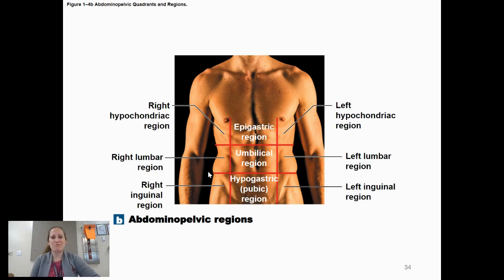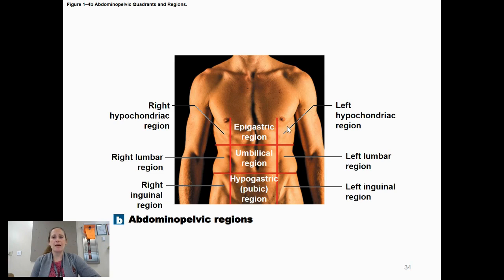This board, or these regions, kind of looks like tic-tac-toe. So I've had a lot of students in the past come up with a tic-tac-toe game to be able to study these regions. I highly recommend creating something of that effect as a study tool. But you've got epi on top, you've got umbilical right where the belly button is, and you have hypogastric or pubic. Hypogastric, so when your tummy rumbles, usually it's down pretty low. And so that's your hypo, low, and then your epigastric, epi, up.